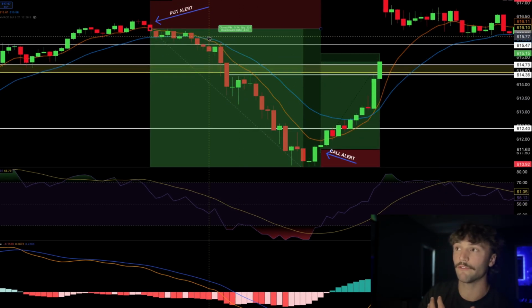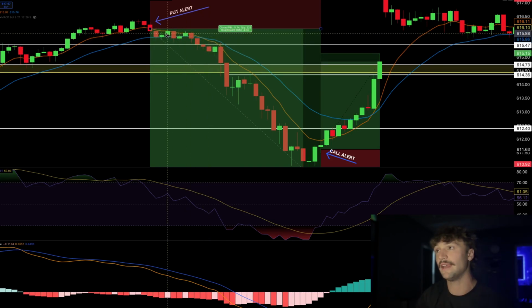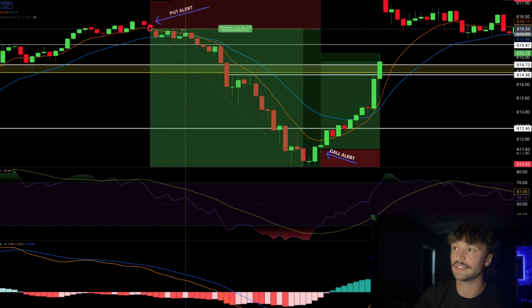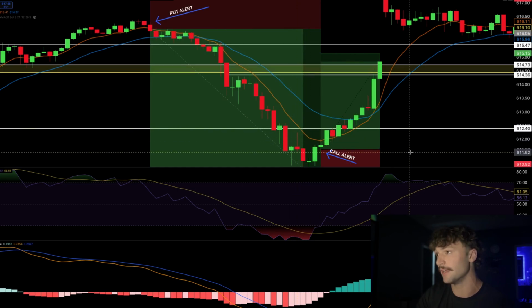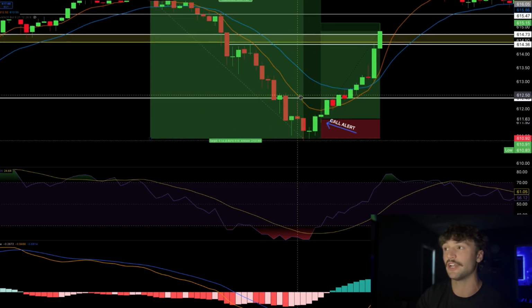And then, of course, your confirmation right here is going to be the 9 and 21 EMA crossing at last. And that is where I go ahead and add the rest of my position. And from there, you guys can see that we pour down, come back, retest these EMAs, pour down again, retest the 9 EMA, and pour down yet again. And then I actually ended up selling out of these calls at around $612.